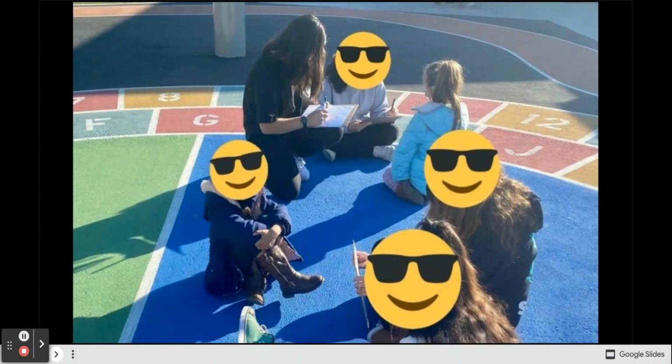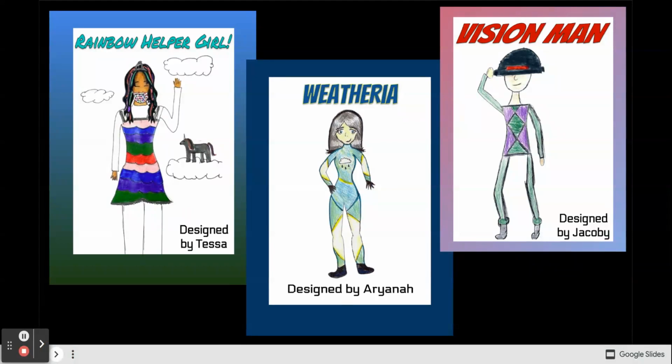Each class was partnered with a kinder class on campus, and my students conducted interviews to learn more about what a kindergartner would want in a superhero. They then began designing their superheroes, incorporating ideas from their interviews into the designs. Once they finished their drawing, we scanned them so that they could be added to a digital cover created with Google Drawing.